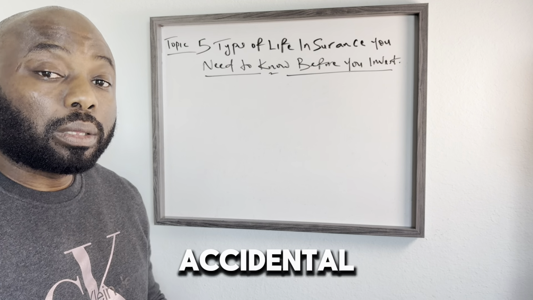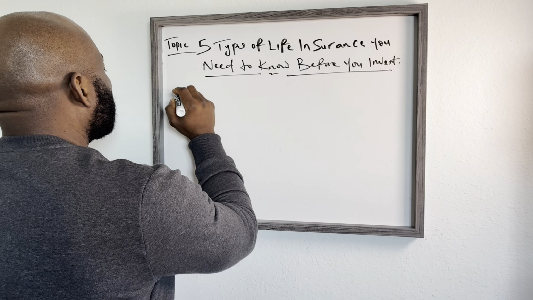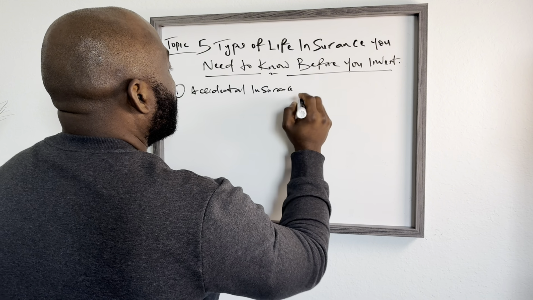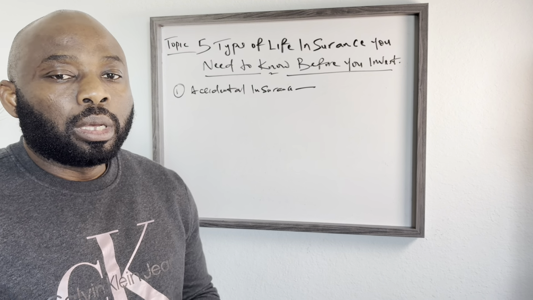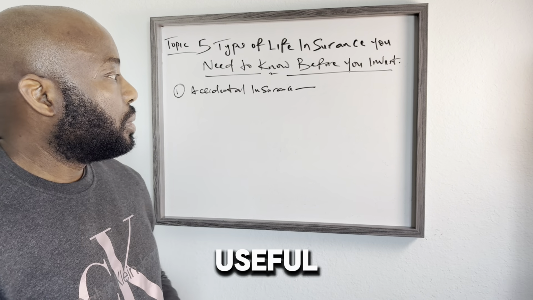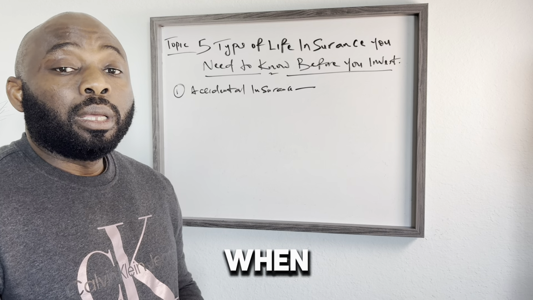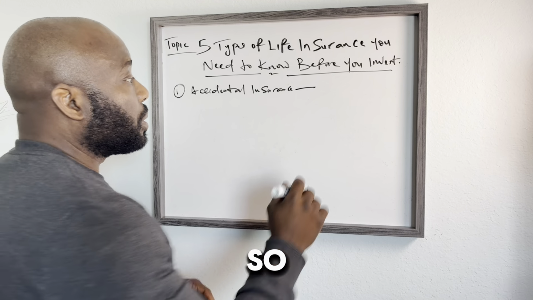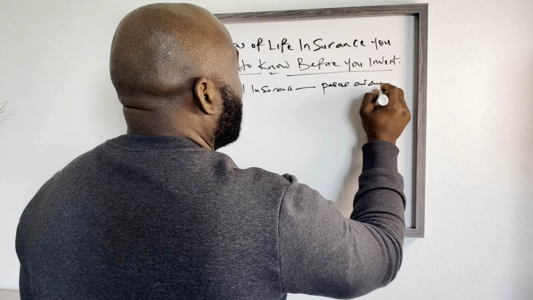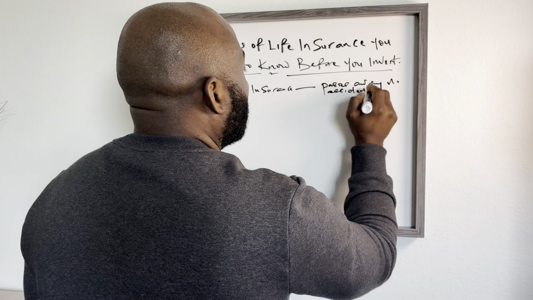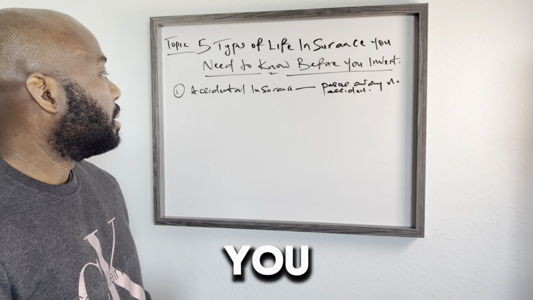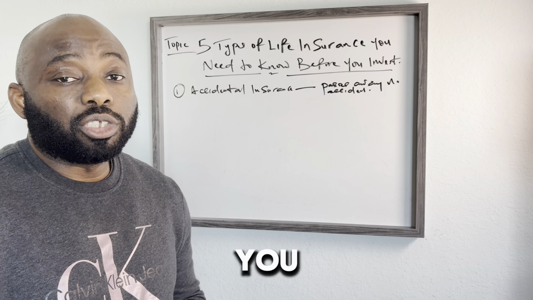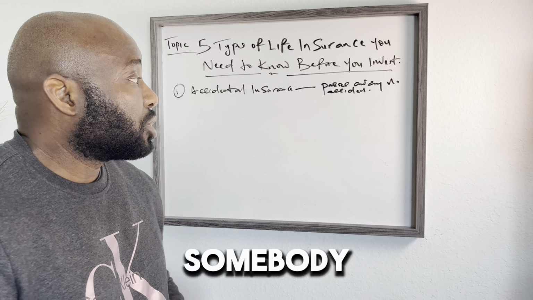I'm going to start with accidental insurance. That's number one. Basically, this type of insurance is useful when somebody passes away only through an accident. That's when the beneficiary can get access to the benefit. This type of insurance doesn't have any cash value benefits. It's strictly for protection, in case the person who owns the insurance passes away.